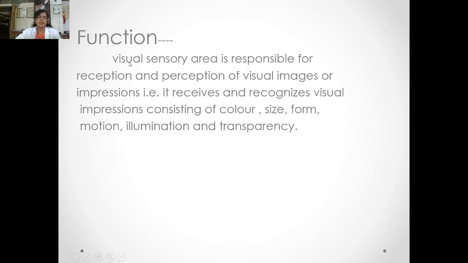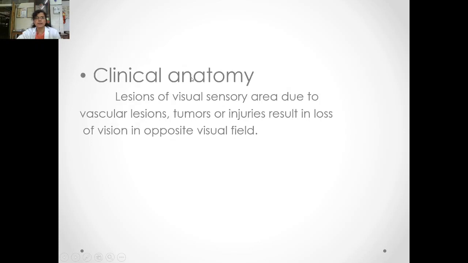Functions of this area, the visual sensory area: it is responsible for reception and perception of visual images or impressions, that is, it receives and recognizes visual impressions consisting of color, size, form, motion, illumination and the transparency of that image. Clinical anatomy: lesions of the visual sensory area due to vascular lesions, tumors or injuries result in loss of vision in the opposite visual field.